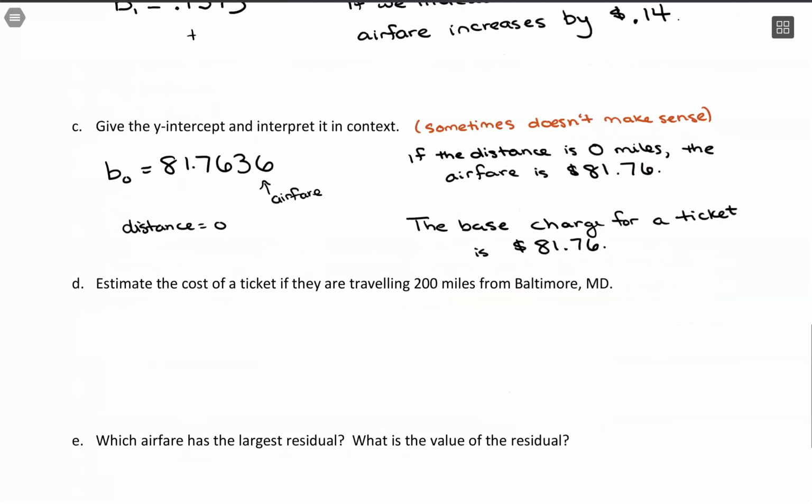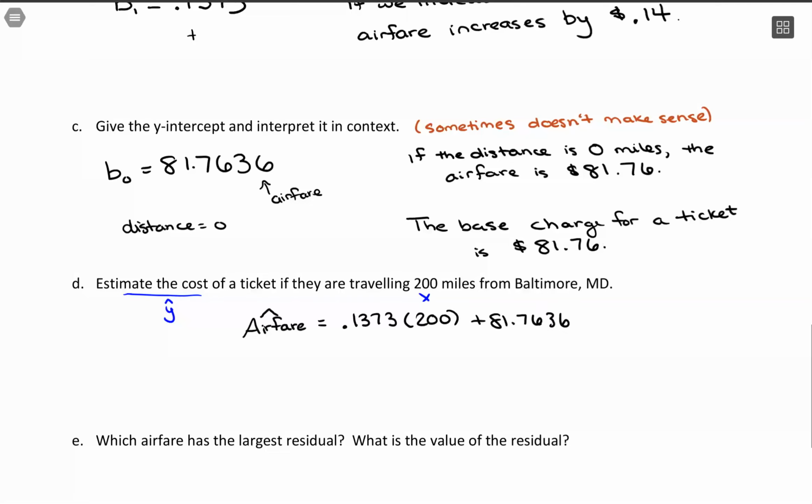All right, part D here. Estimate the cost of a ticket if they are traveling 200 miles from Baltimore. So what we're doing here is we're being given a value for x. And what we want to do is estimate the airfare. So we want to find a value for y hat. Now, what we could do is use our formula up above there. Really, that's what we want to do. If I want to estimate my airfare for 200 miles, I would use that equation of the line and find my value. And that is perfectly correct.